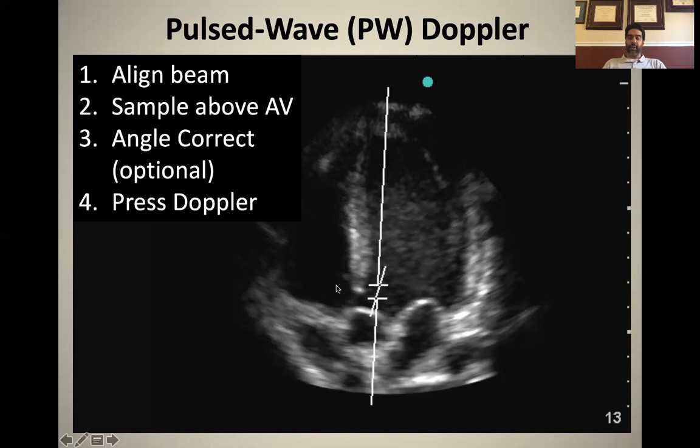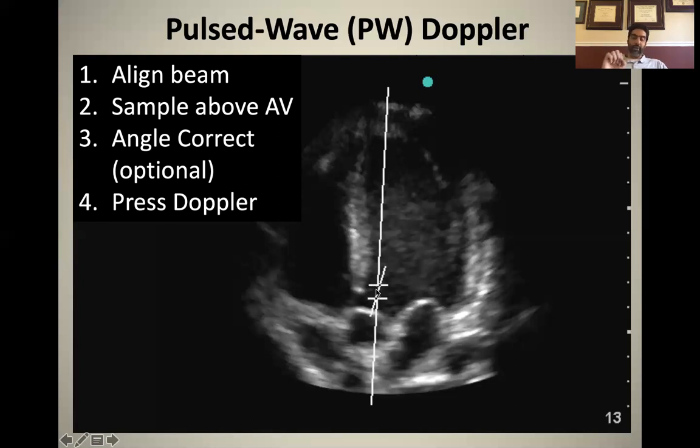The next thing you're going to do is you're going to position this bracket. So this bracket is your sampling volume. This little bracket is telling you that the machine is going to measure the velocity here in this bracket here. So what you want to do is you want to position this bracket in the LVOT.